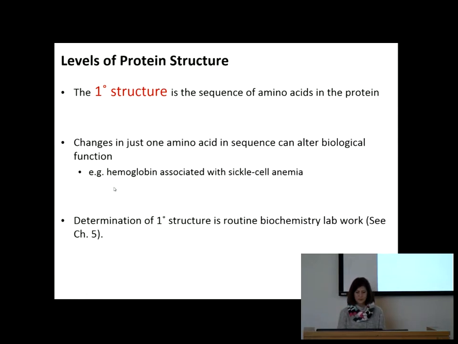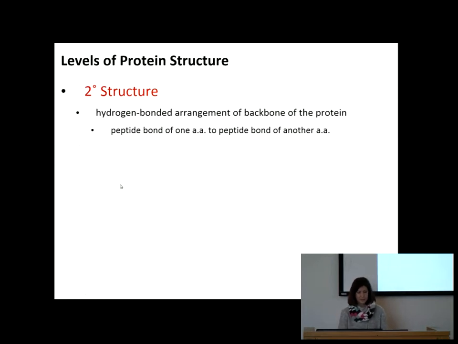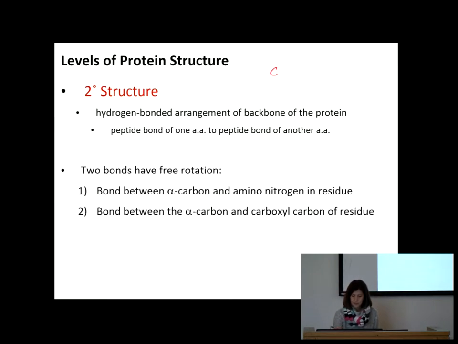All right, so let's get into our secondary structure. When we refer to secondary structures, we are talking about structures that result from hydrogen bonding among the atoms in the peptide backbone. What do I mean by the peptide backbone? Right, let's look at our amino acid. So this is the alpha carbon.